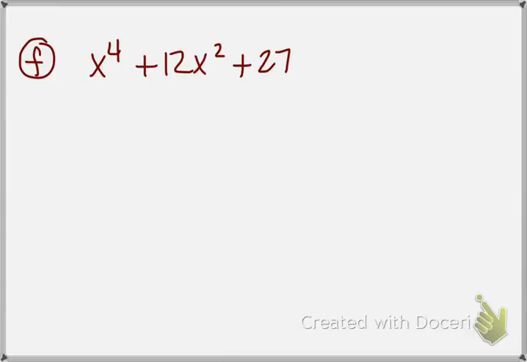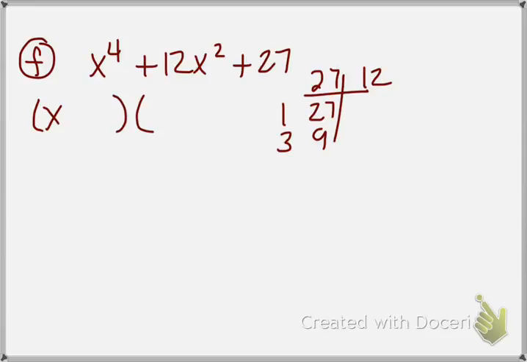So what do I do here? The 27 and the 12. 1, 27, 3, and 9 are my only ways. It's a positive 27, and my 12 is positive, so they both have to stay what? Positives. Now this one becomes a plus 3 and a plus 9. But I have to put a what? x squared. Now, can I factor anything out here?